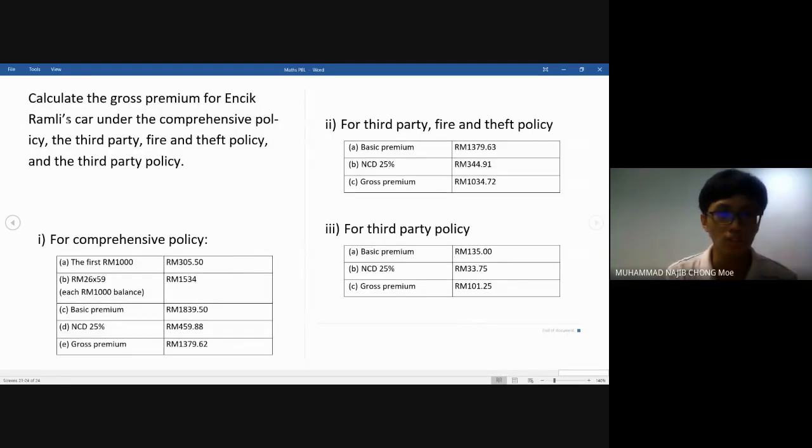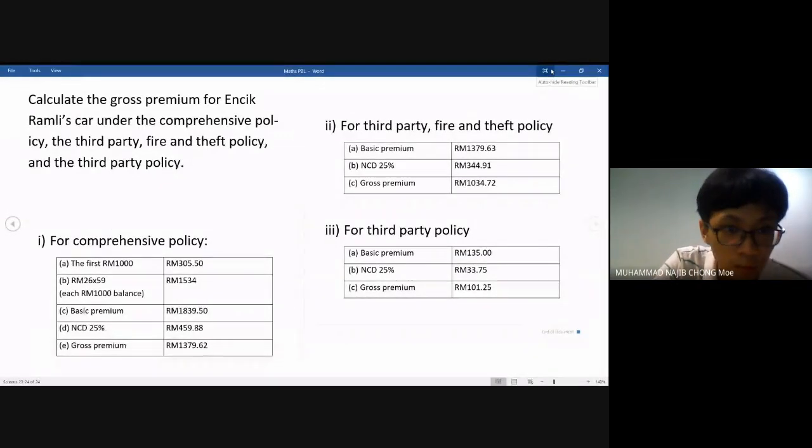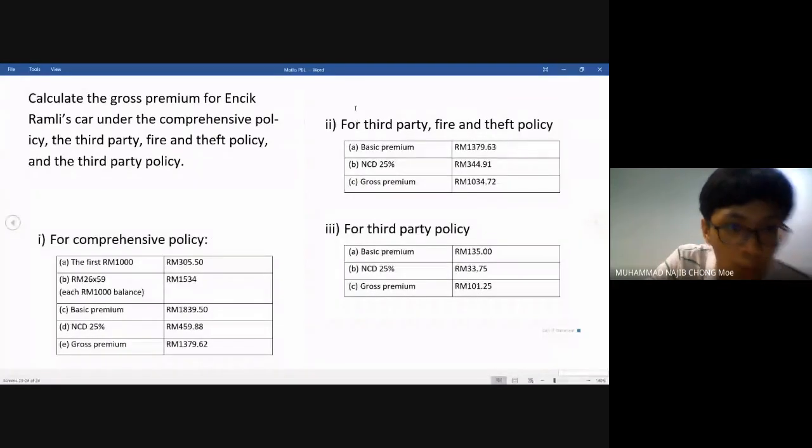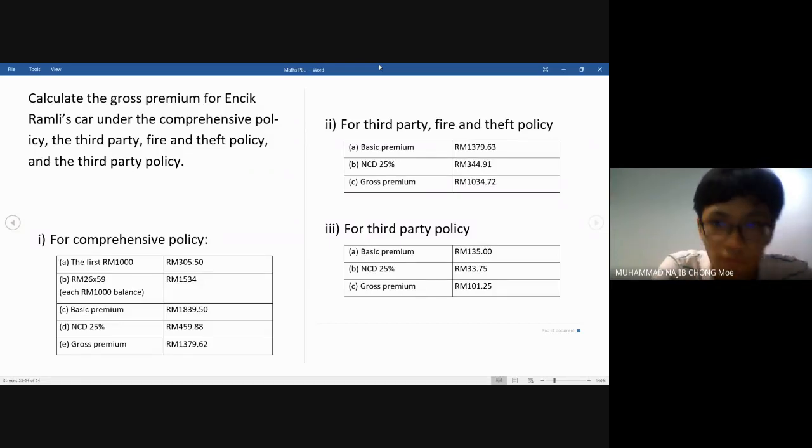Now calculate the gross premium for Encik Ramli's car under the comprehensive policy, the third party fire and theft policy, and the third party policy. First, let's count for the comprehensive policy. The first 1,000 ringgit is equal to 305 ringgit and 50 cents. Second, you need to count each 1,000 ringgit balance, which is 26 ringgit times 59, which is equal to 1,524 ringgit. The basic premium for the car is 1,839 ringgit and 50 cents.